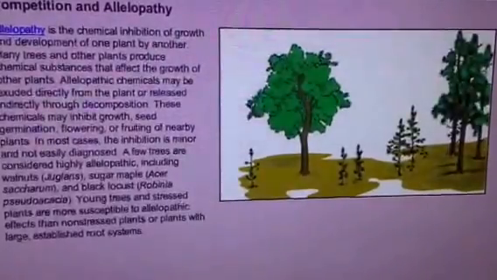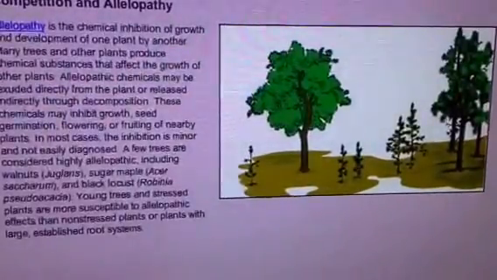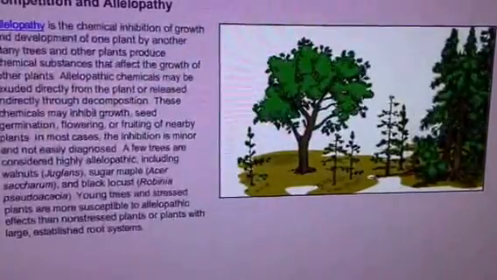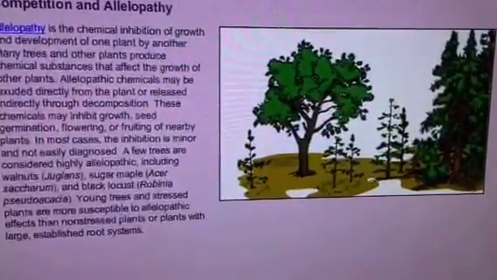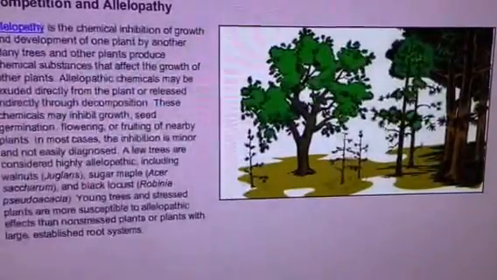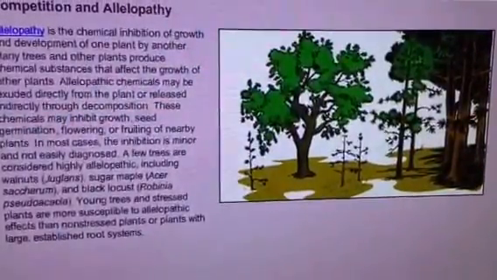A few trees are considered highly allelopathic, including walnuts, Juglans, sugar maple, Acer saccharum, and black locust, Robinia pseudoacacia. Young trees and stressed plants are more susceptible to allelopathic effects than non-stressed plants or plants with large, established root systems.